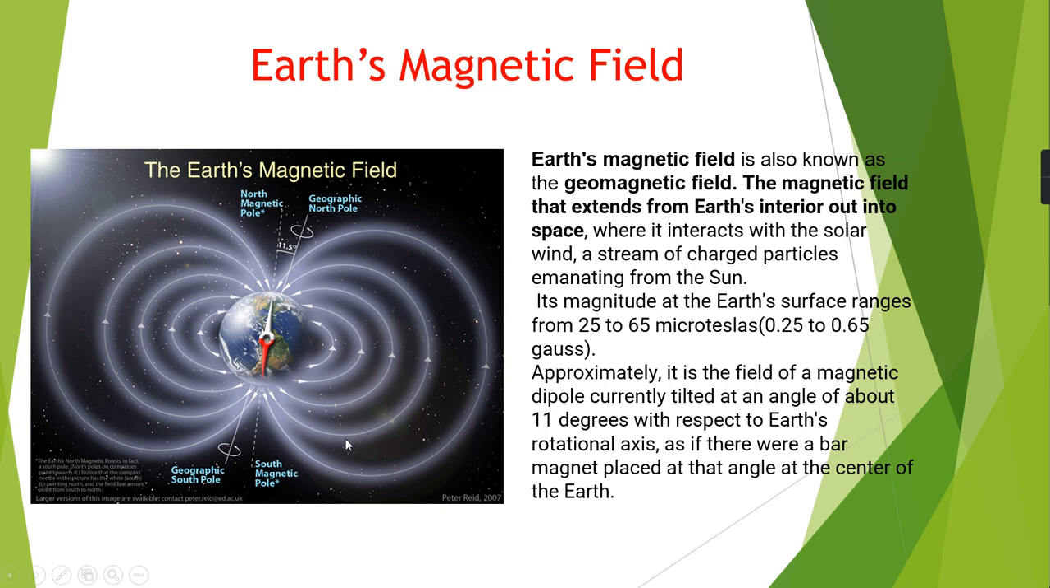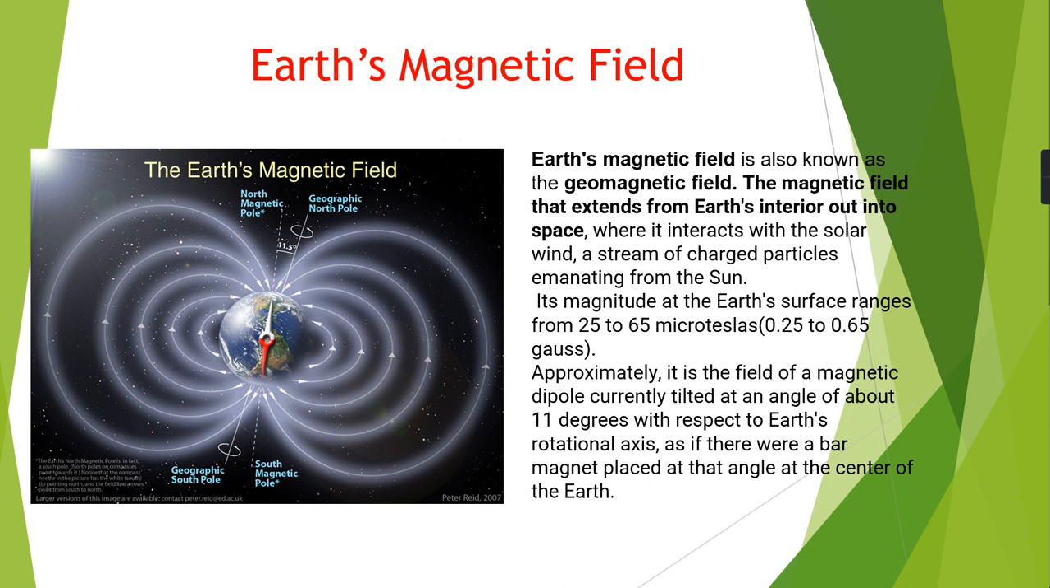Earth's magnetic field. This is the picture of the Earth's magnetic field. In this picture, we have the two poles, the north magnetic pole and the south magnetic pole, and assuming the geographic north pole and geographic south pole. Earth's magnetic field is also known as the geomagnetic field. The magnetic field extends from our Earth's interior out into space, where it interacts with the solar wind, a stream of charged particles emanating from the sun.